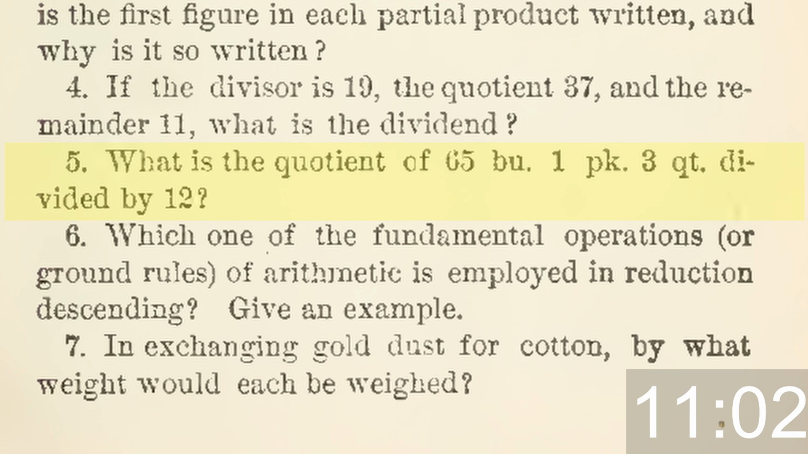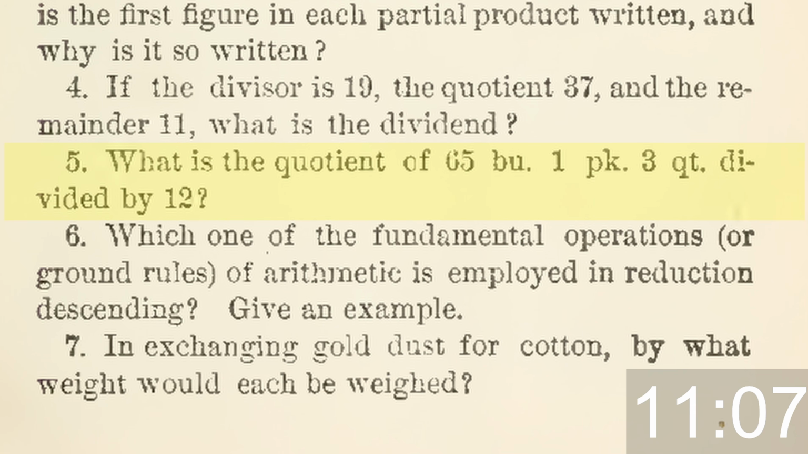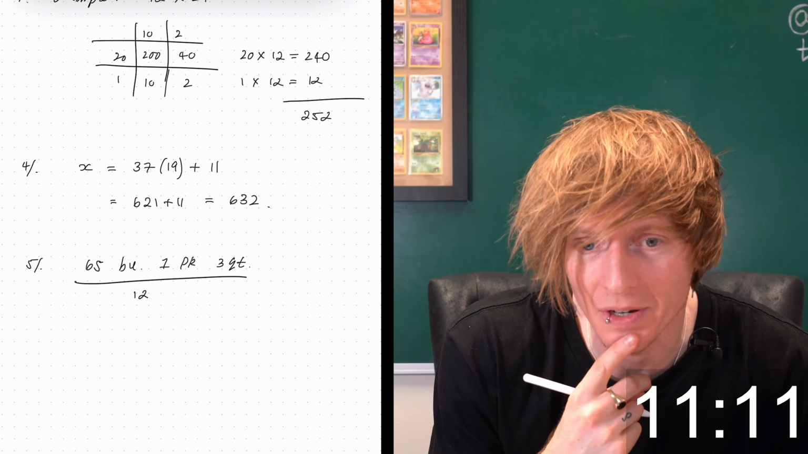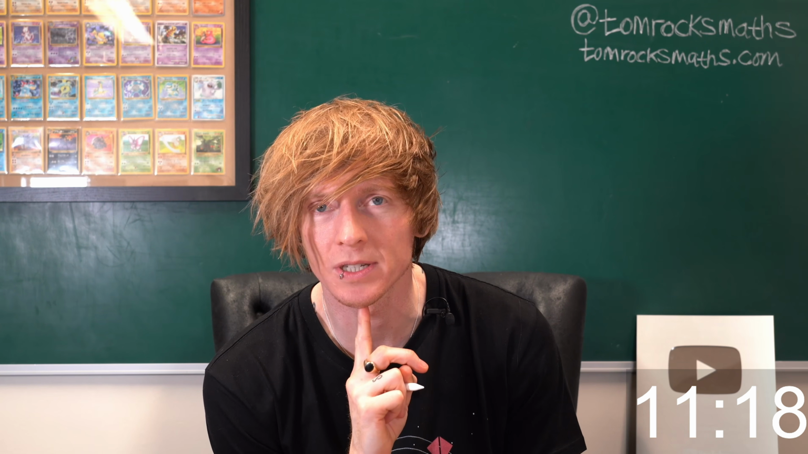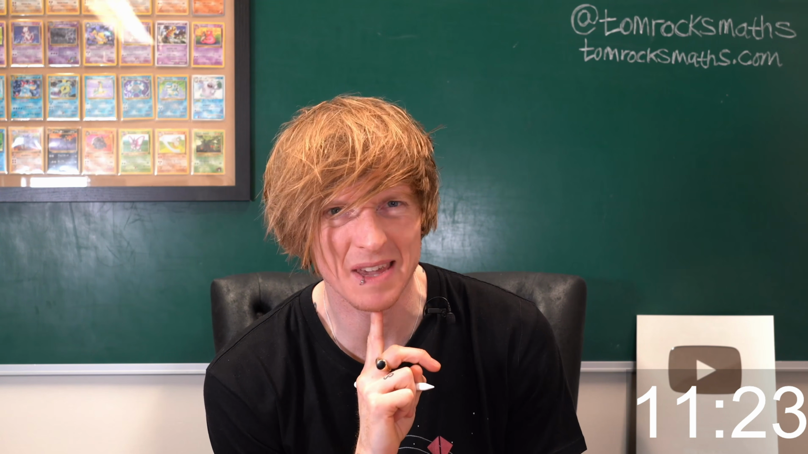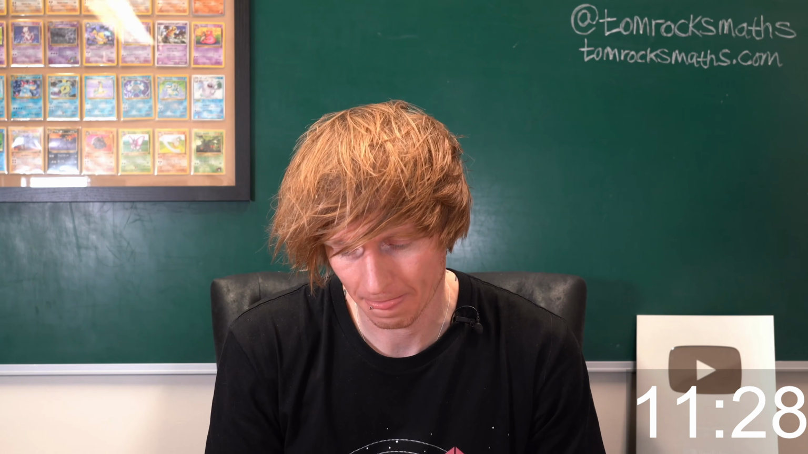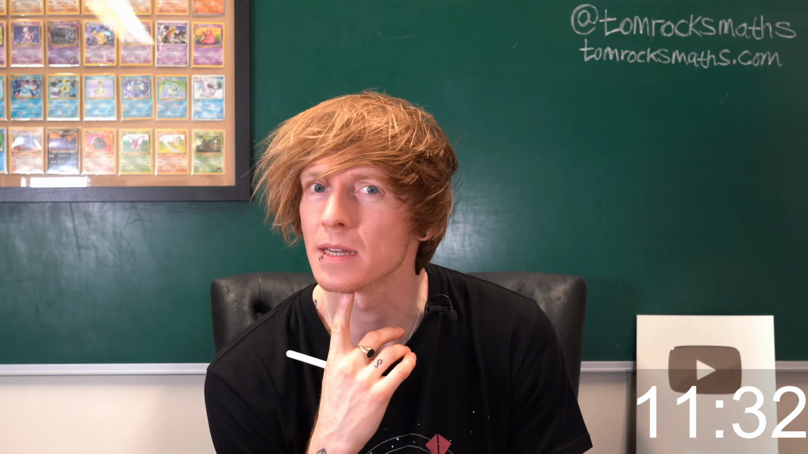3 quarts, I think, 3 QT, divided by 12. Right, so divided by 12, and they want to know what is the quotient of 65 that. What is the quotient? So what's like the biggest thing that goes into it, maybe? Interesting.